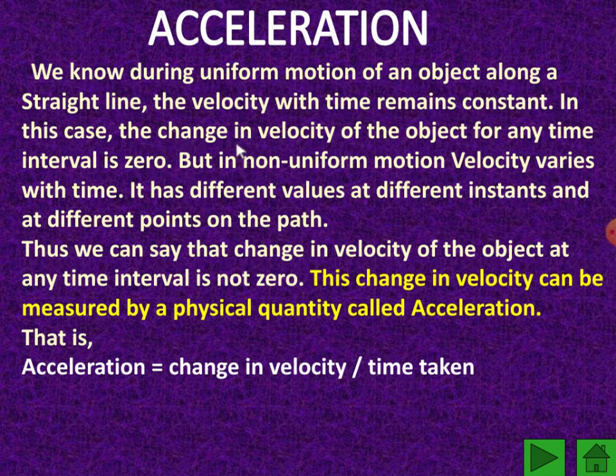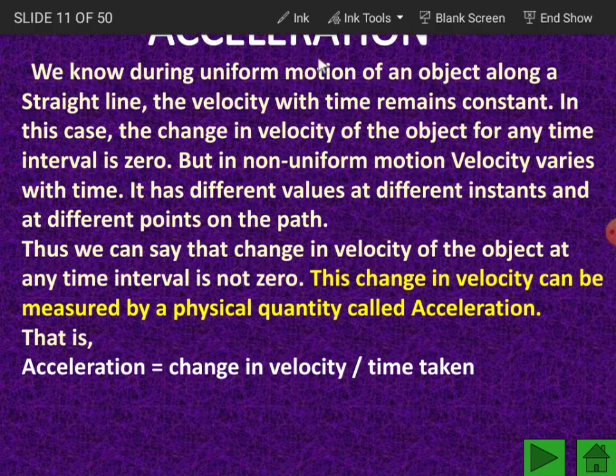In this case, the change in velocity of the object for any time interval is 0. In the case of uniform motion, I told you that equal distance is moved in equal intervals of time. That means the speed. How do we define speed? Speed may be defined as distance divided by time, right? Distance divided by time. So speed is equal to distance divided by time. In the numerator it will be distance.